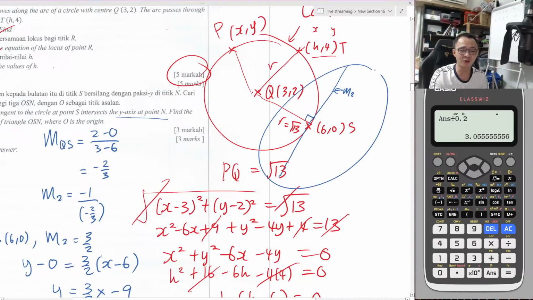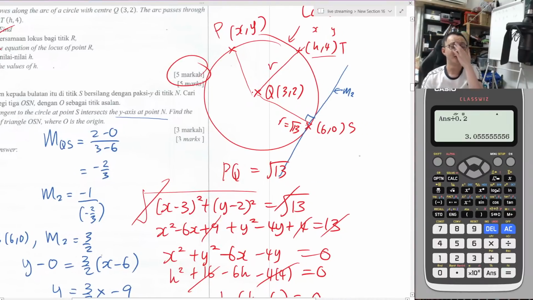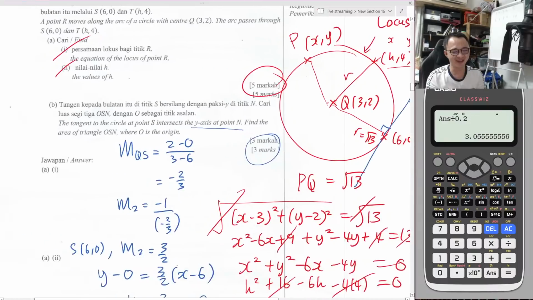Alright, so here I think the only challenging part is: do you know how to find the equation of tangent? Do you know the tangent will be perpendicular to the line you connect to the center? If you know both of these, you at least have the hint about the gradient, and then from there you can get the equation of tangent, then find the y-intercept, then find the N coordinate, and then find the area of the triangle. Phew. So yeah, this 3 marks is a bit challenging.